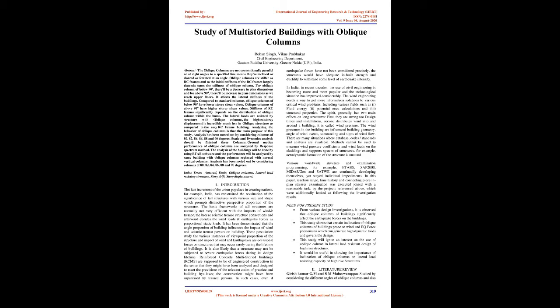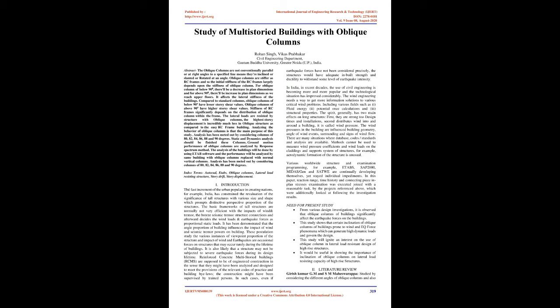stiffness of the oblique column. For oblique columns of below 90°, there will be a decrease in plan dimensions, and for above 90°, there will be an increase in plan dimensions as we reach upper floors. It affects the lateral stiffness of the buildings. Compared to standard columns, oblique columns of below 90° have lesser storey shear values. Oblique columns of above 90° have higher storey shear values.